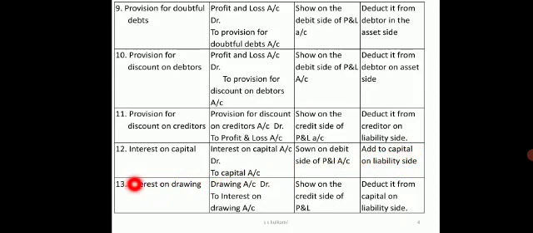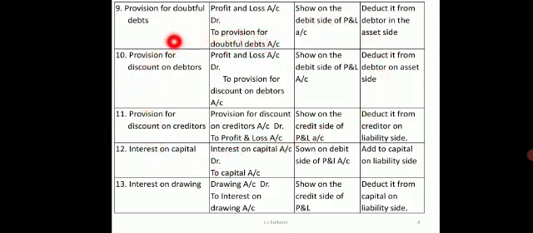The last adjustment, interest on drawings. Firms can charge interest on the proprietor's drawings. So such interest on drawings is paid by the proprietor to the firm. So it's an income, credited to the profit and loss account, and that amount of interest is deducted from the capital on the liability side. So these are the entries or adjustments which are normally done during financial statements.